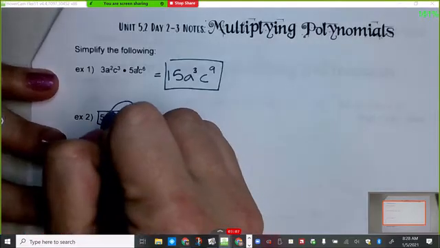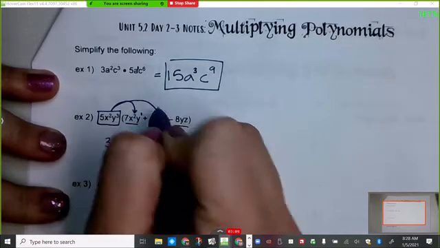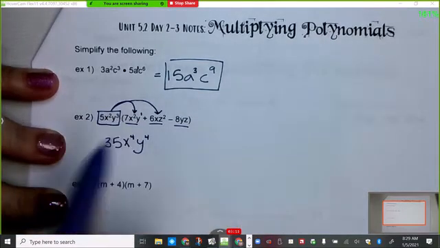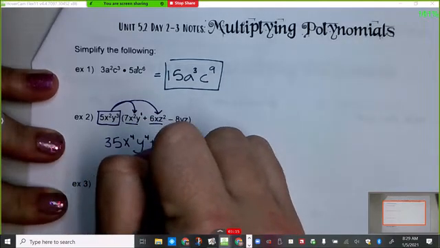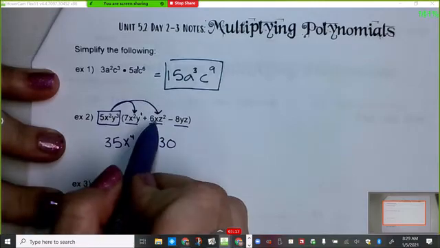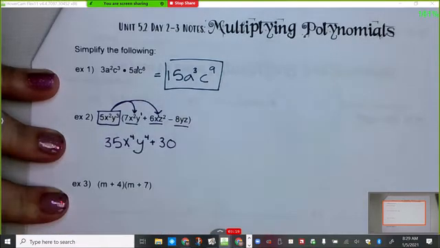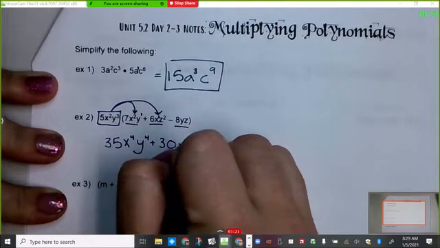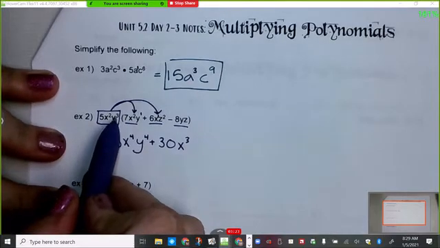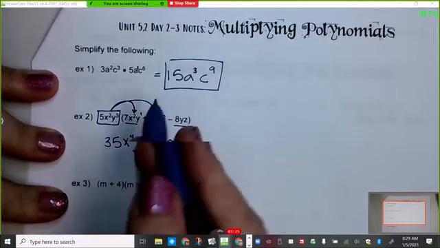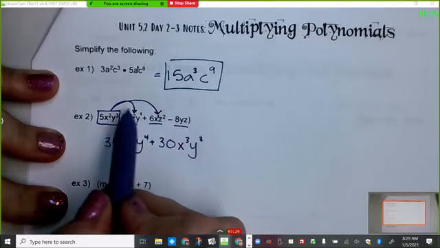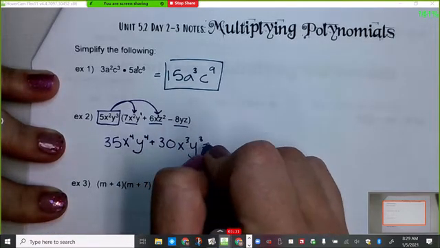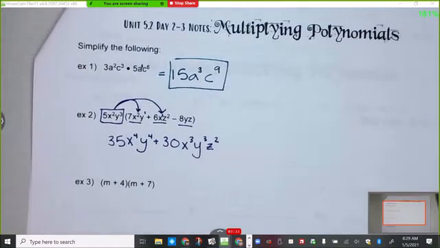Okay, then we're going to multiply here. What's 5 times 6? 30. X squared times x to the first power. Now, if you notice I have y cubed, but there's no y's here, so I'm just going to pull down y cubed. Then I have a z squared here, but no z here, so we're just going to pull down z squared.